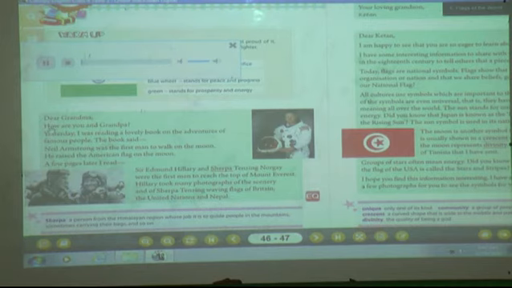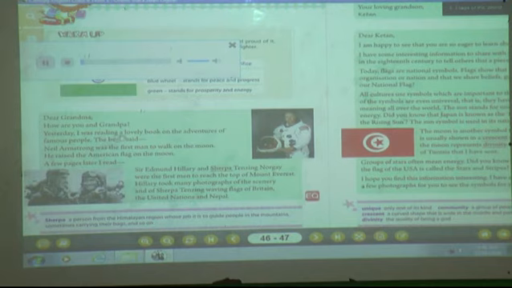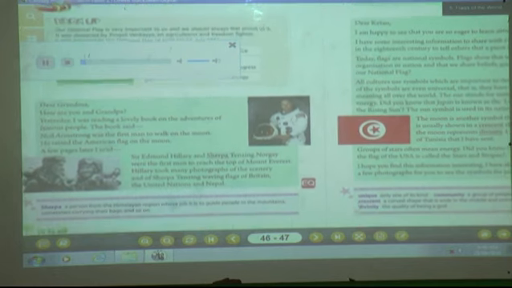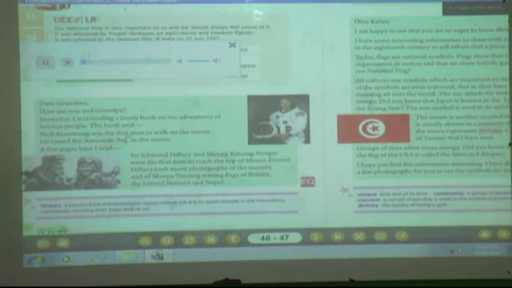Dear Grandma, how are you and Grandpa? Yesterday, I was reading a lovely book on the adventures of famous people. The book said Neil Armstrong was the first man to walk on the moon. He raised the American flag on the moon.